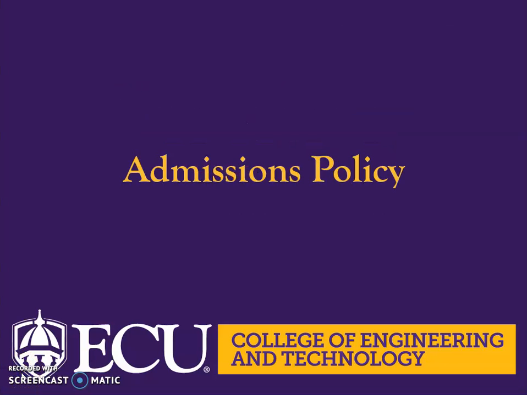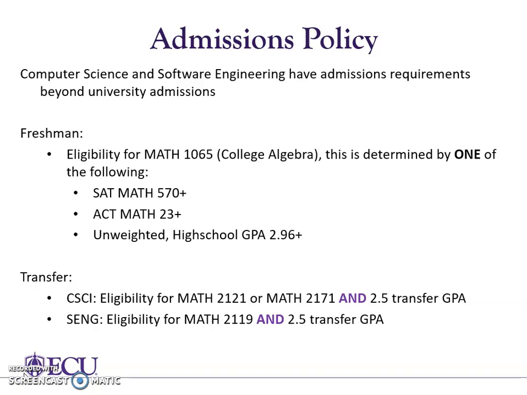Let's first talk about the admission policy. The admissions policy applies to both computer science and software engineering. To be eligible for computer science and software engineering, you need to be eligible for Math 1065, which is college algebra. This is determined by one of the following: an SAT math score of 570 or higher, an ACT math score of 23 or higher, or an unweighted high school GPA of 2.96 or higher. If you have one of these scores or GPA, you are eligible for Math 1065.